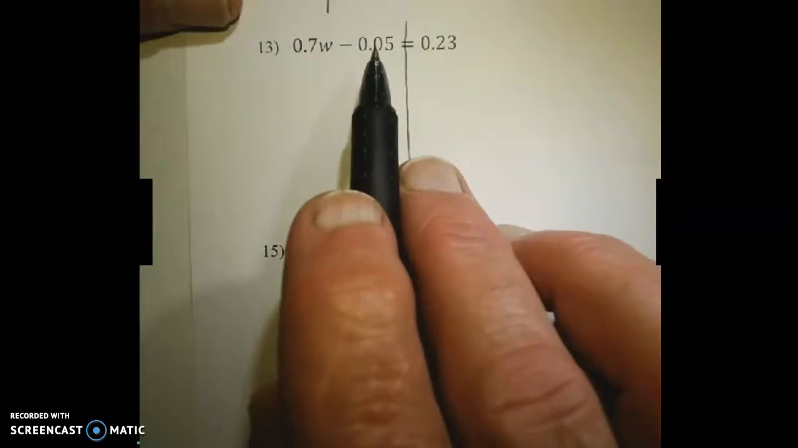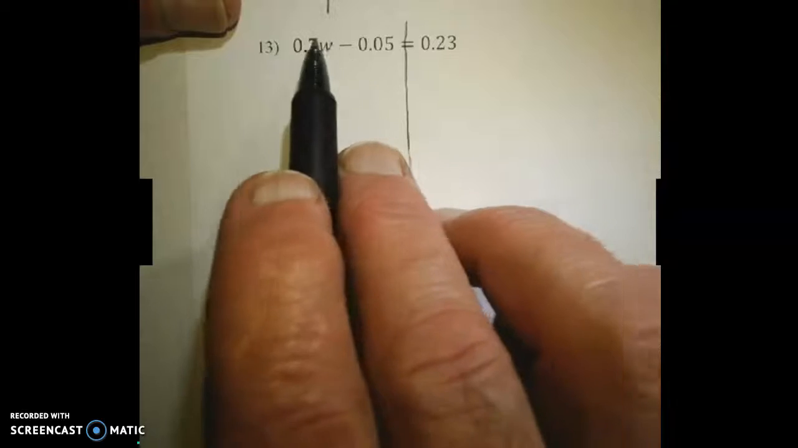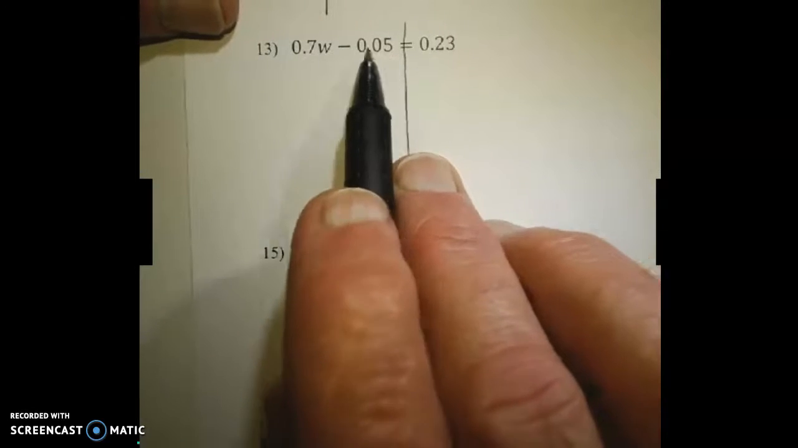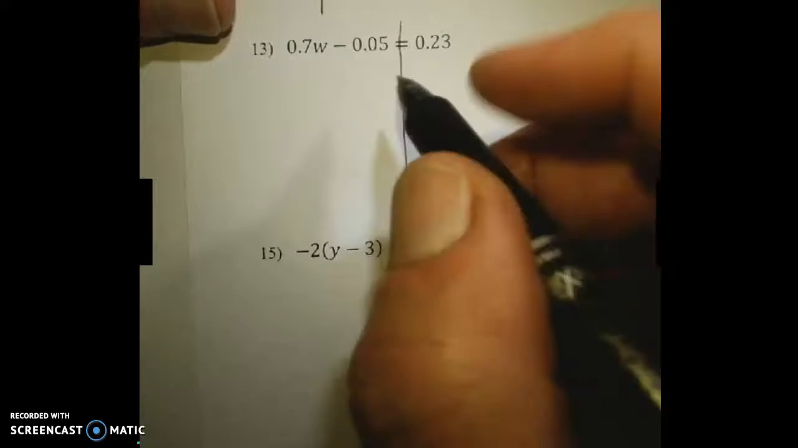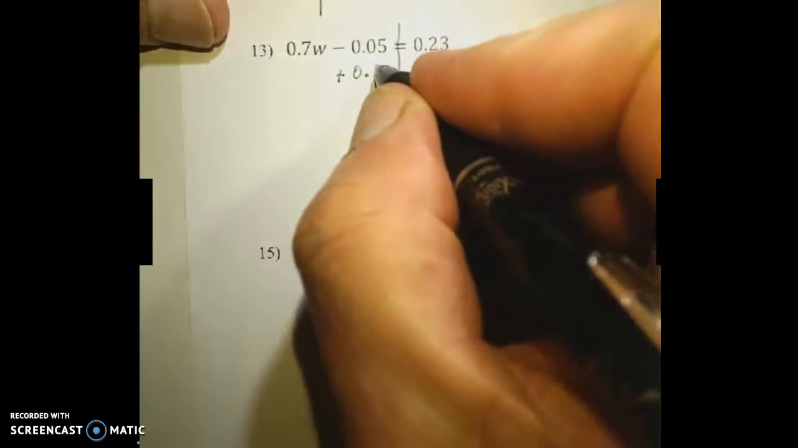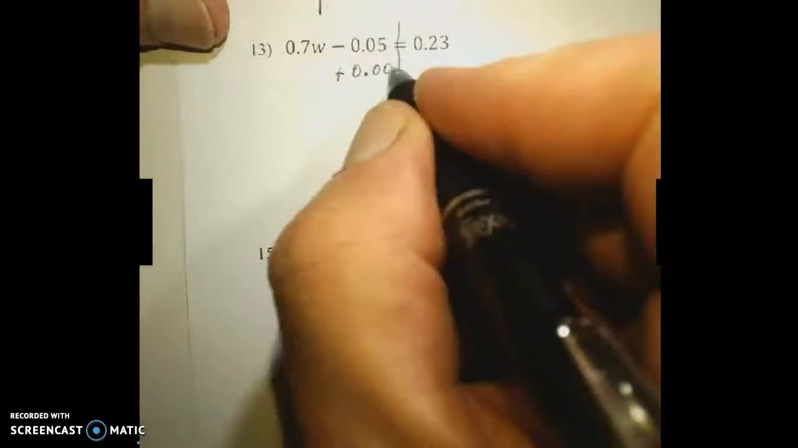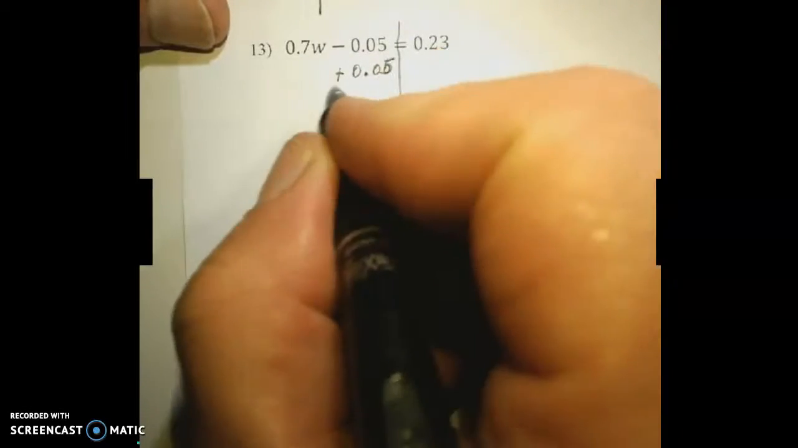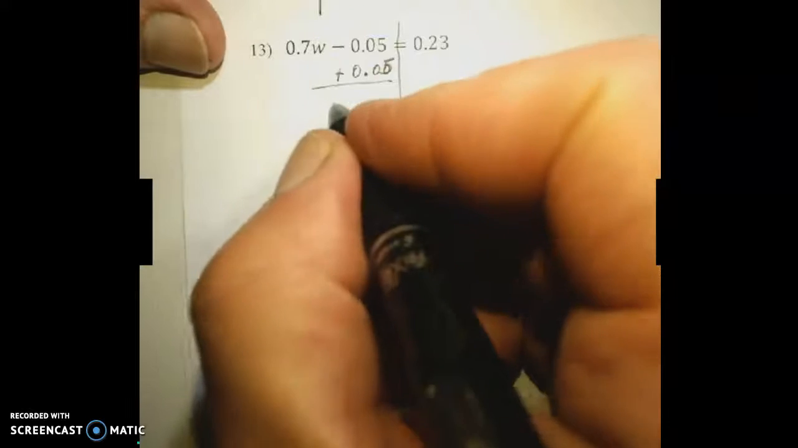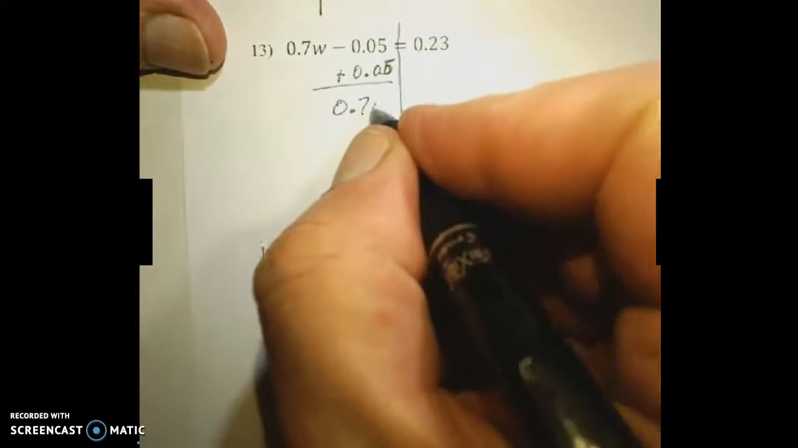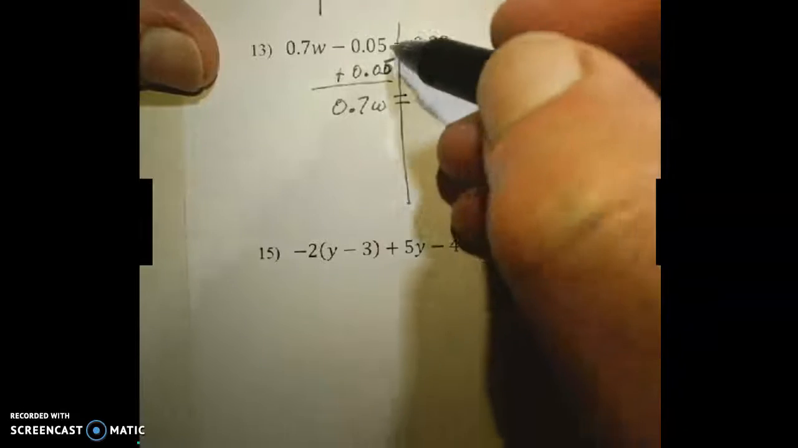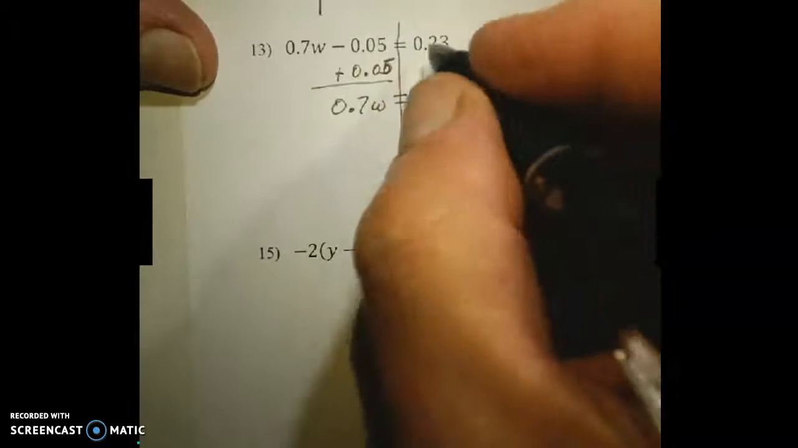First, get rid of the one that's being added or subtracted. Get the one that's over here with the w, but not directly connected to it. So to get rid of subtracting 5/100, you would add 5/100. Try that. On this side, you're going to be left with your 7/10 w, and your equal sign will come straight down. This is your new equation. This is 0, so it's gone.